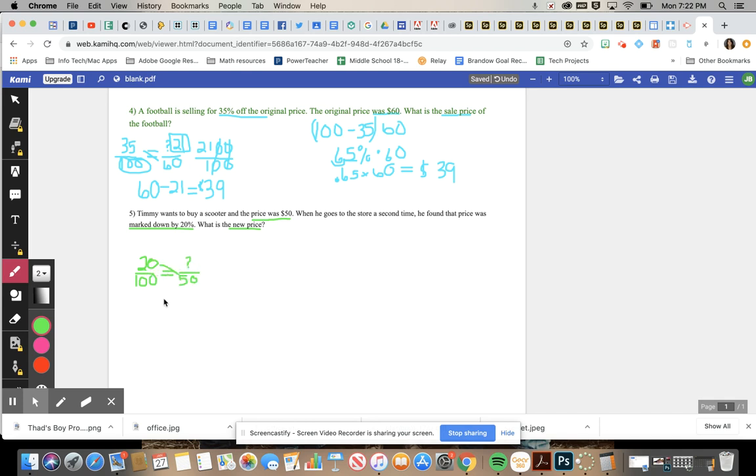Okay, multiply across 20 times 50. 2 times 5 is 10. And add my 2 zeros. It's 1,000. Divide by the number that's left. 100. Cross off a couple zeros. 10 divided by 1 is 10. So it was originally $50 minus the amount that was taken off, which is $10, gives us the sale amount of $40.